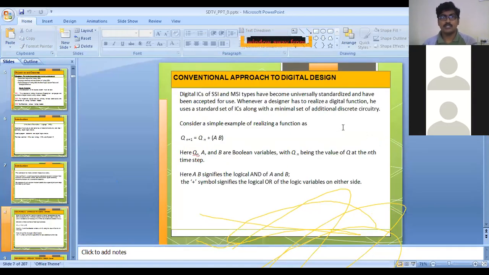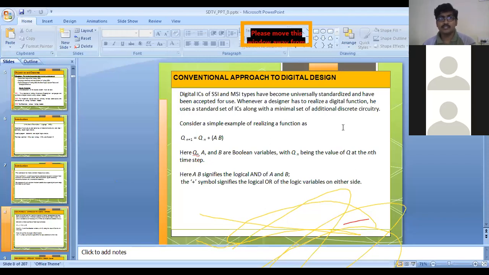So the first one is the conventional approach to digital design. What is the conventional approach to digital design? For example, do you remember small scale integration, medium scale integration, large scale integration, very large scale integration, and ultra large scale integration? That means ULSI. These are the generations of integrated circuits, right?